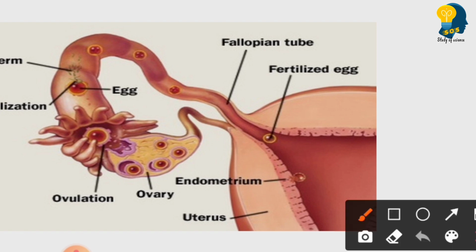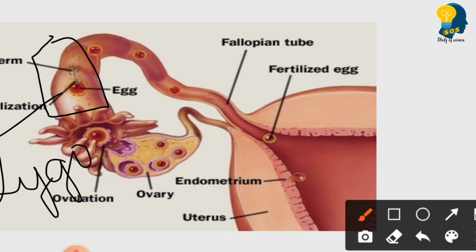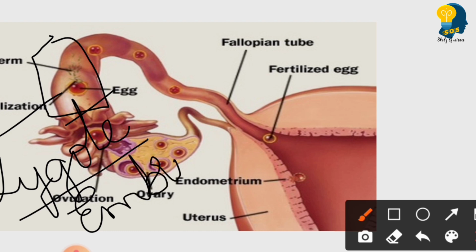See, the zygote is the single-celled organism. When is the zygote formed? When the sperm meets the egg, fertilization takes place. As a result of this fertilization, the zygote is formed. The zygote is a single-celled organism. Now, this zygote will start to divide repeatedly. The cells start to divide repeatedly. As a result of this, what is formed? The embryo is formed. The embryo is the next stage of the zygote.